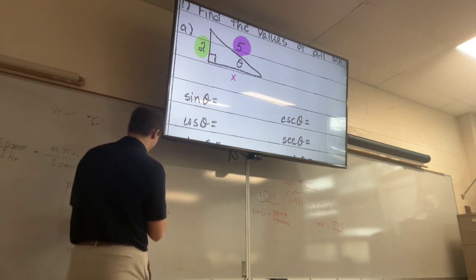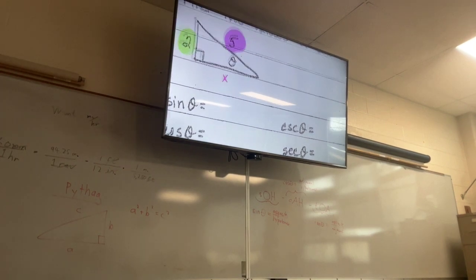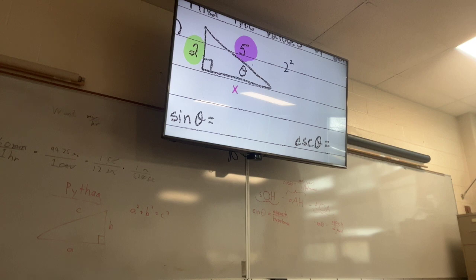So how might we apply that formula to my triangle up here to solve for x? 2 squared plus x squared is going to be equal to 5 squared. Okay, so 4 plus x squared equals 25. And then I can just solve that for x. Subtract 4. x squared equals 21, so x equals the square root of 21.